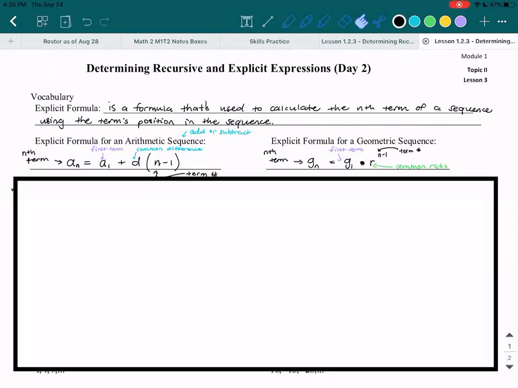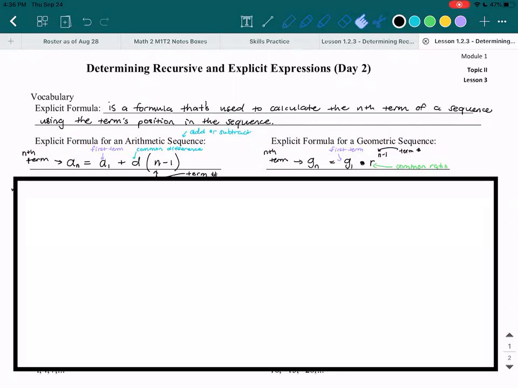Remember that a sub n stands for the nth term, and that a sub 1, if it has a 1 next to it, means it's the first term. Remember the little number next to the a or the g represents the first term. Then we have plus the common difference multiplied by n minus 1, where n is your term number.